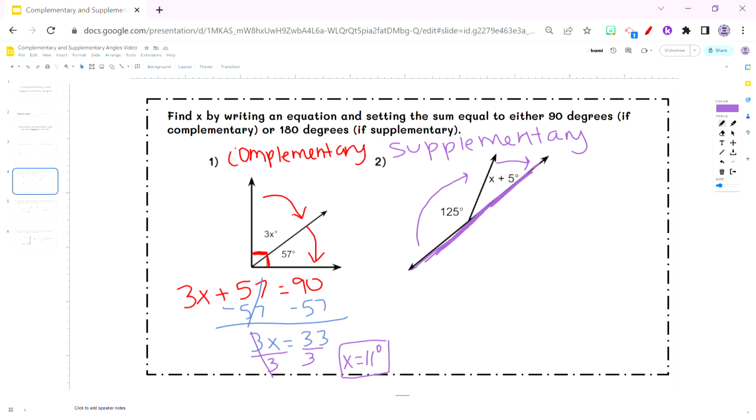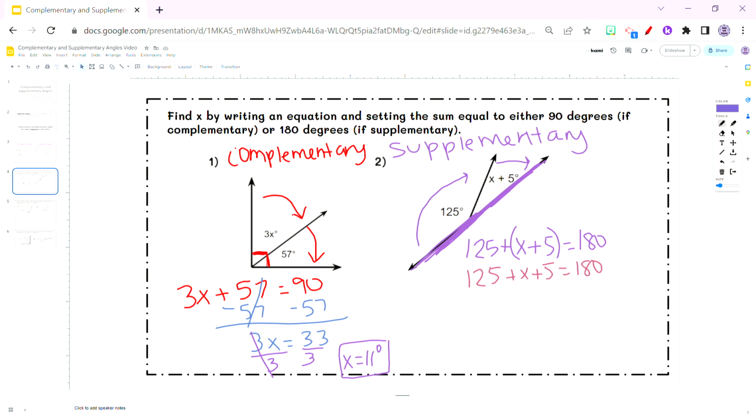Okay, so these two angles would add up to 180 degrees because, again, they form the straight line. So we are going to add both angles together, 125 plus x plus 5, and we're making that equal to 180 degrees. Now, some people like to put the parentheses here to designate the one angle plus the other angle. You actually don't have to do that in this case since it's all addition. So I'm just going to rewrite it without the parentheses, and then I'll start solving.